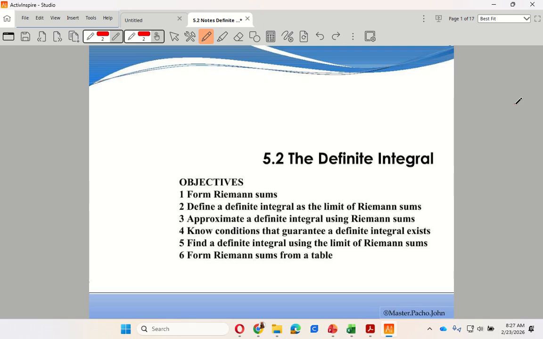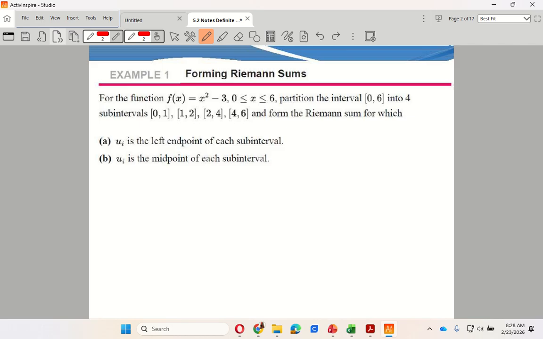Let's see. Right here. Here's the example. So now this one right here, it says for the function right there, and partition the interval from 0 to 6 into 4 subintervals.